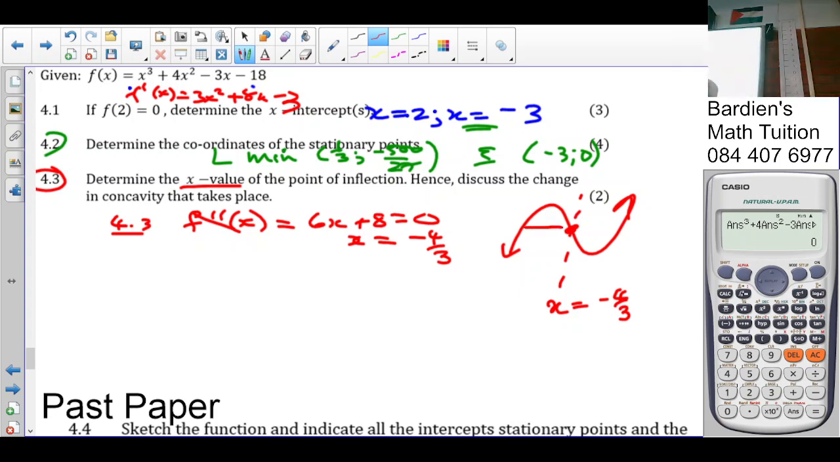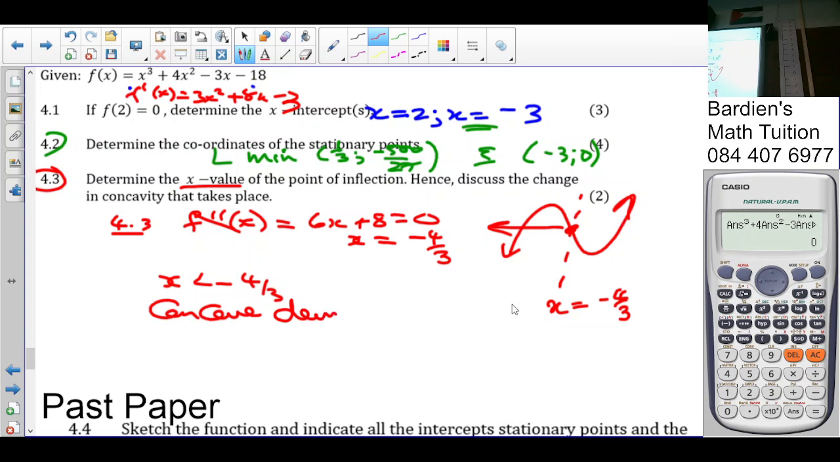So what do we say x must be? Less than negative 4 over 3 for concave down. Okay? Or x must be more than negative 4 over 3 for the graph being concave up. Okay.